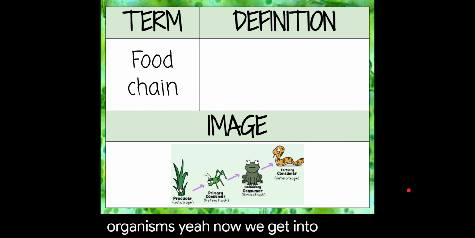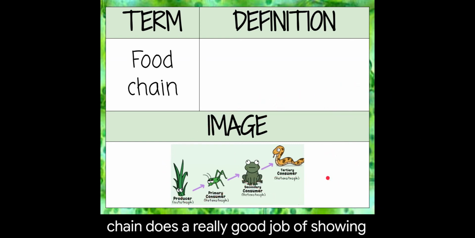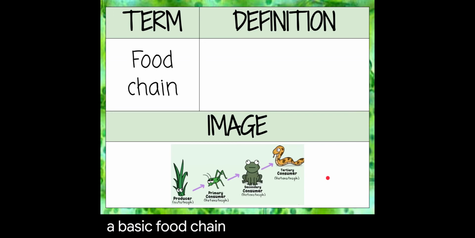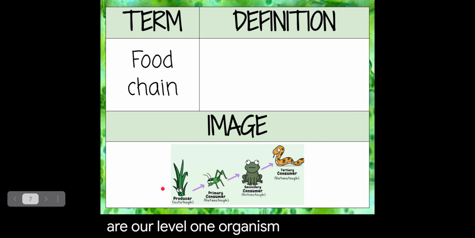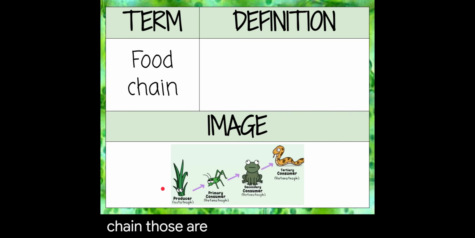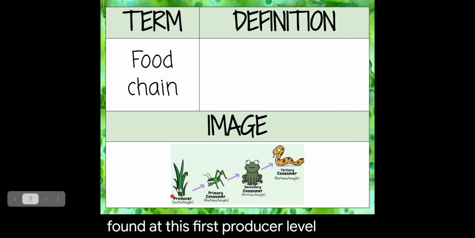Now we get into our food chains, and this is something that you'll likely be familiar with already, but we're going to review it anyway. So this chain does a really good job of showing a basic food chain. We have our producers at the very beginning. Those are our level 1 organisms on our food chain. Those are our autotrophs. So plants and any other autotrophic organisms, so organisms that are going to perform photosynthesis, would be found at this first producer level.